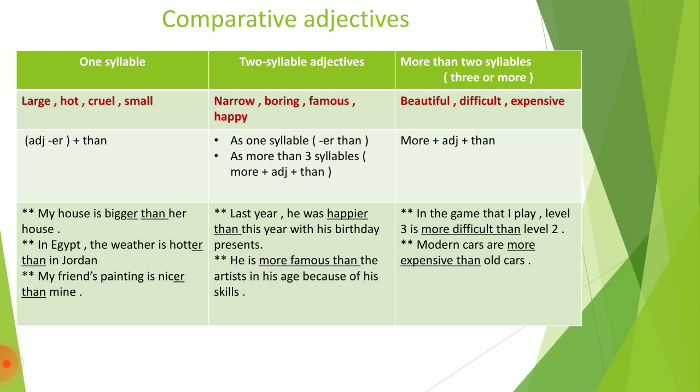فصار عندي كتلخيص سريع، بالcomparative adjectives رح يكون عندي إما one syllable, two syllables adjectives and more than two syllables. One syllables we are going to add er to the adjective with than. Two syllables will be divided into two parts. The first part is going to be dealt with as one syllable adjectives, and the second part القسم الثاني will be dealt as a more than two syllables adjective.